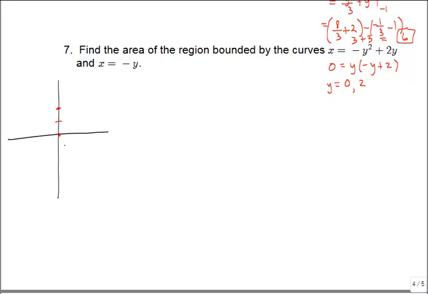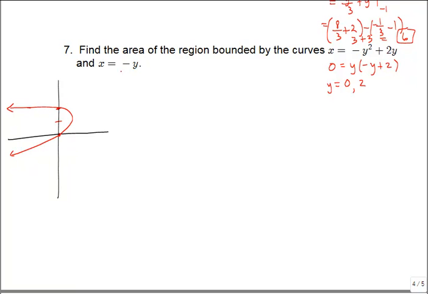And as I said before, because the y squared term is negative, that means this is going to point to the left. So it's going to open up towards the left and look something like this. And we just kind of need a rough sketch. It doesn't need to be perfect. You just need to know the general shape.